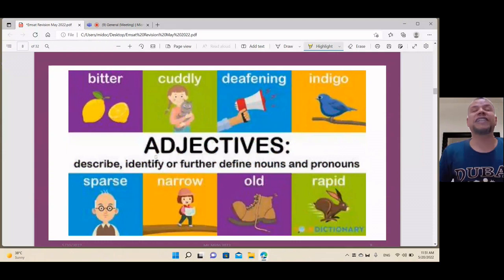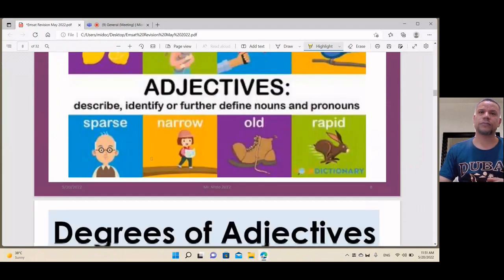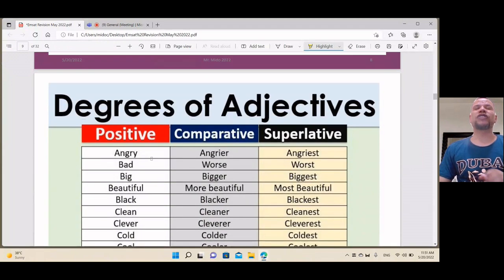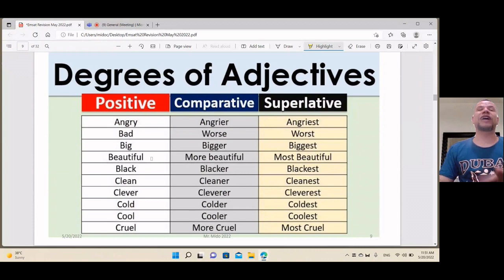What is the second type? Adjectives. What is an adjective? As I told you before, it's a word that describes a noun or identifies a noun, like old, young, short, tall, and so on. But what you have to know about adjectives, without any more study, is degrees of adjectives. Degrees of adjectives: we use the same adjective in 3 states, 3 shapes.